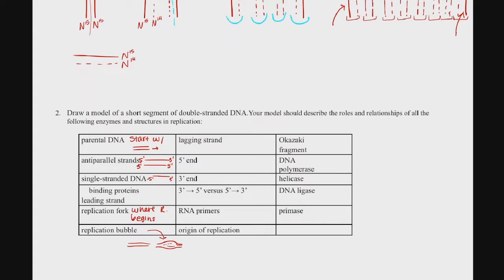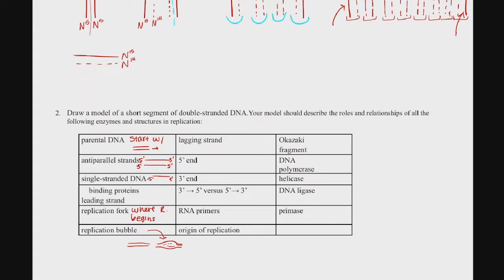So 5', 3' end we've talked about. RNA primers are what help anneal it makes the first few sets of DNA so that it can just start going. You can't replicate out of nowhere. You have to start somewhere, and that's where the primer comes in. Origin of replication is where it begins. Okazaki fragments are a result of the lagging strand. It's those little fragments of DNA that are made a little at a time.